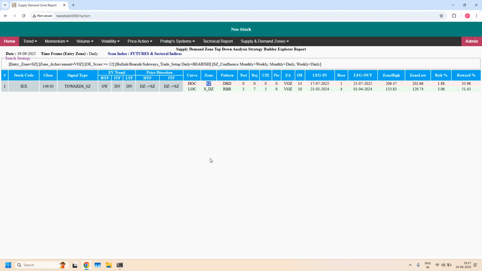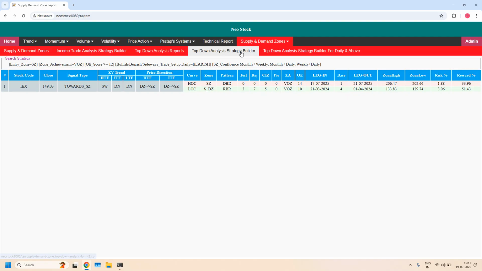So this daily supply zone overlapped with weekly supply zone, both together again overlapped with monthly supply zone. But monthly trend is sideways. Sideways trend, EMA confluence does not give any advantage. So we are not further filtering. So this is bearish trade setup for monthly income trade. We have completed monthly income trade reports. Next, I will generate weekly income trade reports.